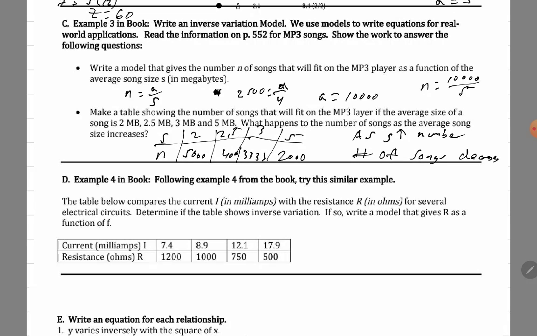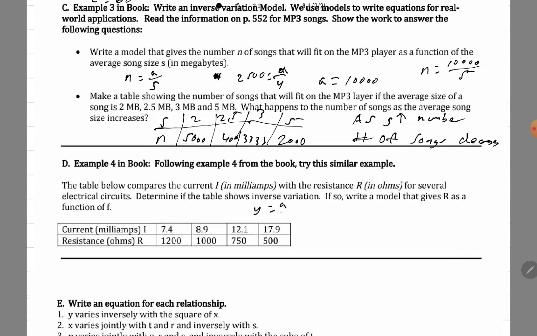Okay. The table below compares the current I in milliamps with the resistance R, so this is physics. Electrical circuits. Determine if the table shows inverse variation. If so, write a model that gives R as a function of I. So we're looking at the table here. We're trying to see if it shows inverse variation. So we need to look at the values here. And if it does show inverse variation, I just need to multiply x and y together.